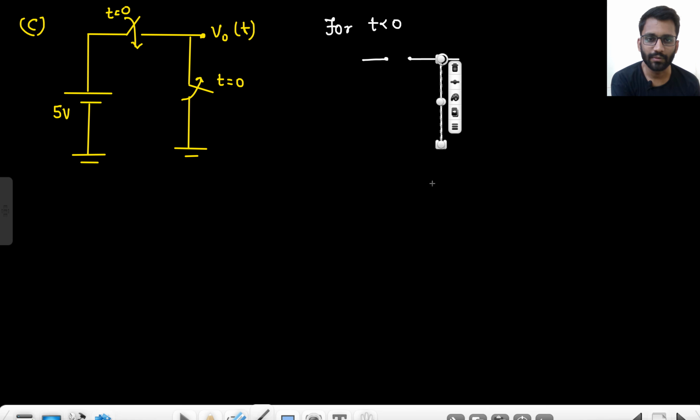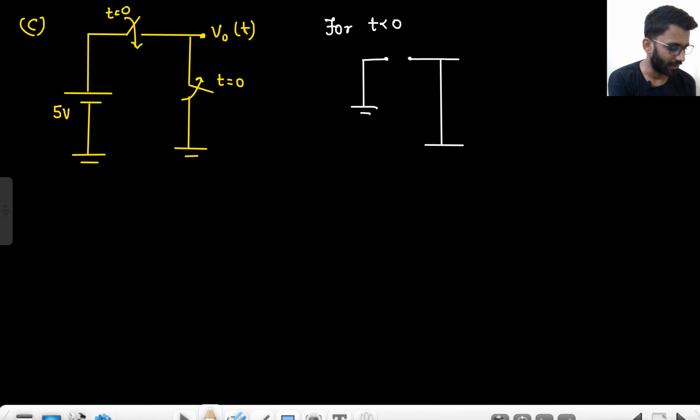Closed before t equals 0. This battery remains there, that doesn't really matter. This battery is here only, but that doesn't really matter. This is grounded, this is grounded. So this 0 would come up here. So your V naught T is 0 volt.